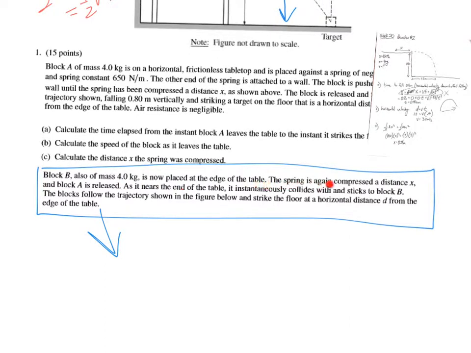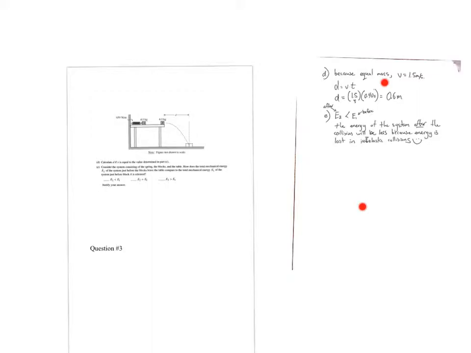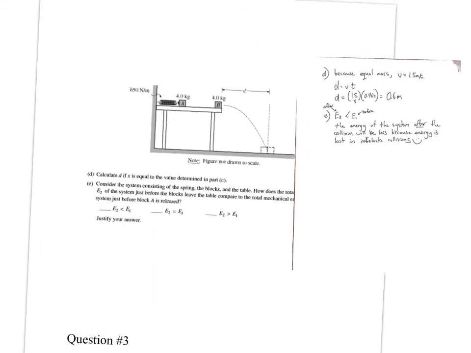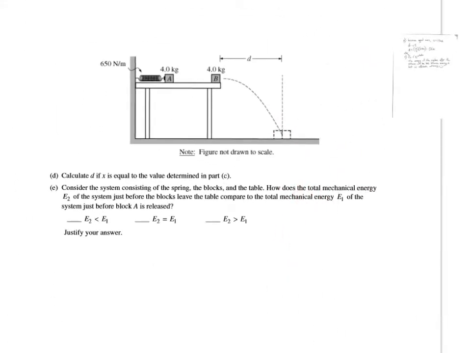So the spring is again compressed to distance x and released. As it nears the end of the table, it instantaneously collides with and sticks to, so is that elastic or inelastic collision? Good question. To block B, and then they follow a trajectory shown and strike the floor. Okay, so how does that affect, alright, so these two stick together and are going to follow some trajectory that we assume is going to be less.